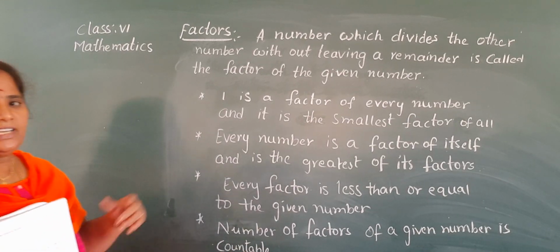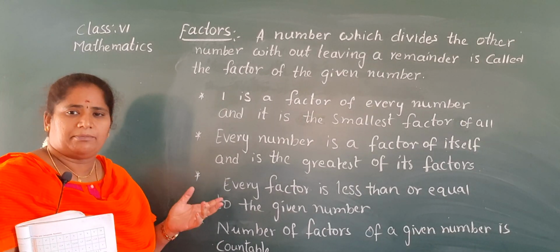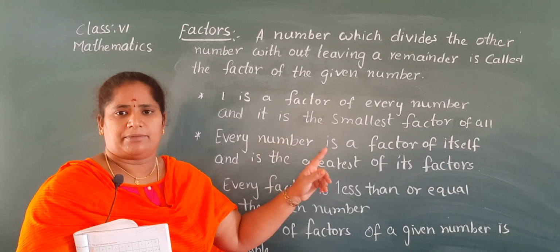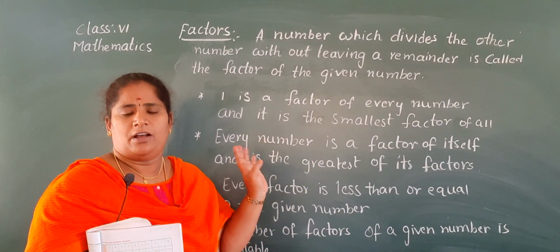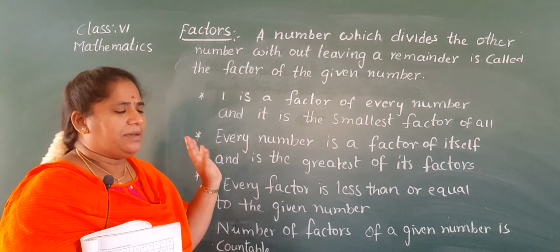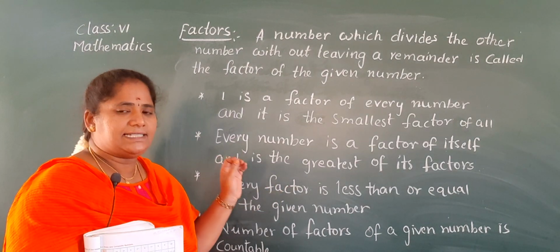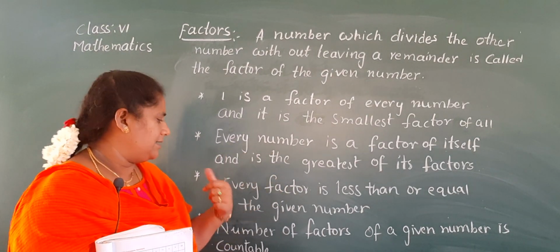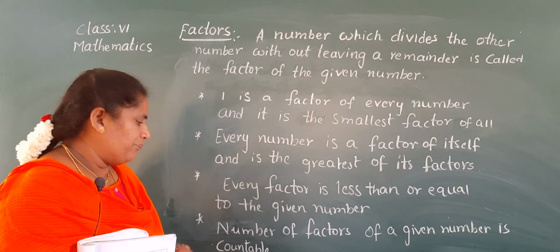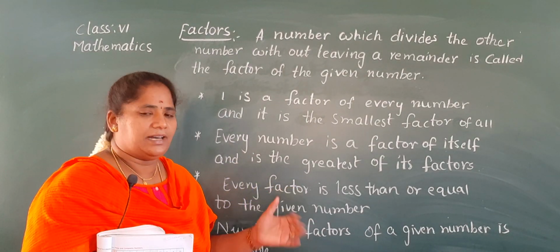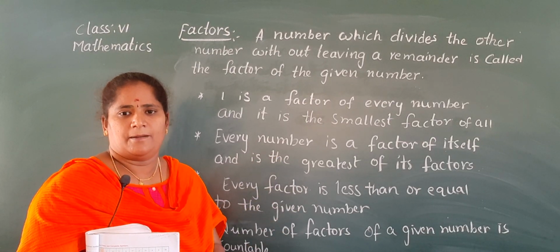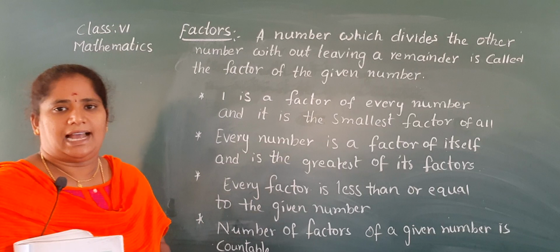So a number which divides another number without leaving a remainder is called a factor of the given number. 1 is a factor of every number and it is the smallest factor. Every number is a factor of itself and it is the greatest of all its factors, and every factor is less than or equal to the given number. The number of factors of a given number is countable. We can count how many factors there are for that number. Okay, children, note down in your classwork.